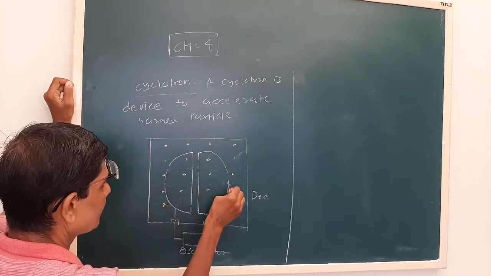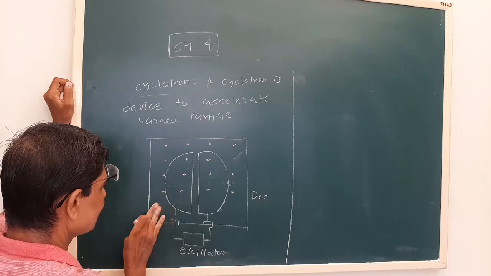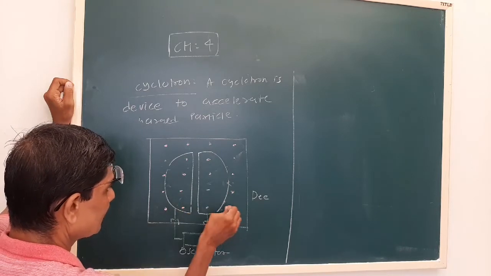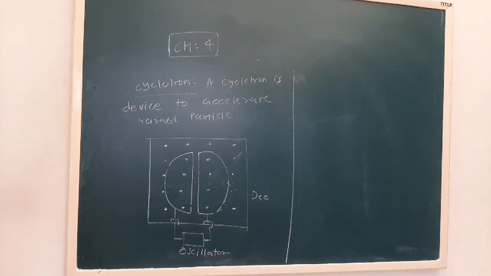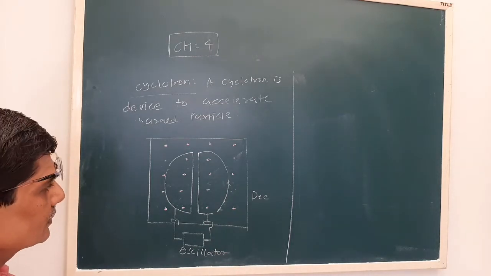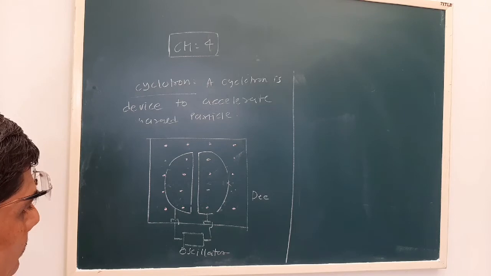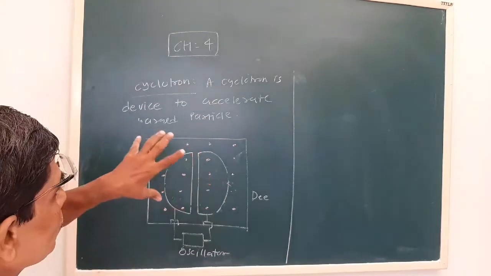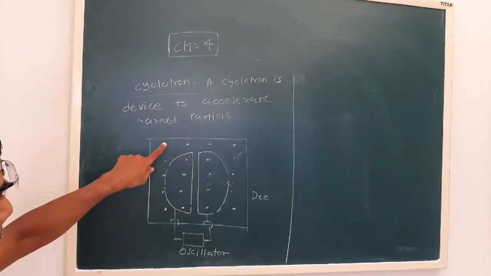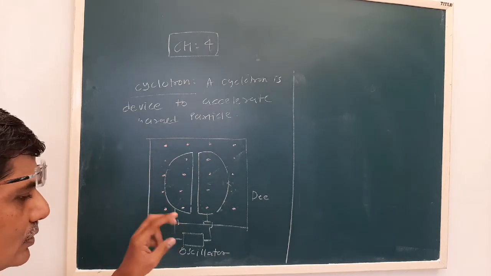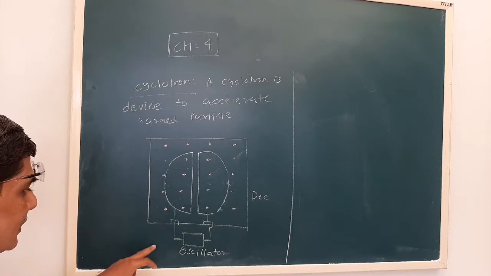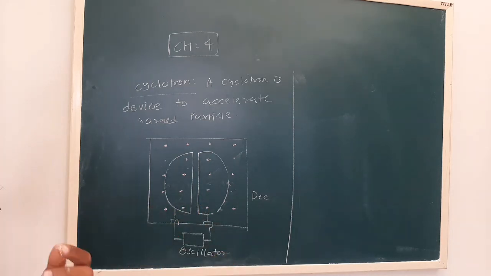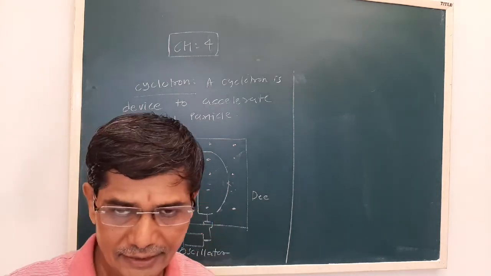So equally spaced, that shows the uniform magnetic field. Now, this shows that a uniform magnetic field is there. See, two fields: one is a magnetic field and one is an electric field. Our oscillator gives basically the electric field.